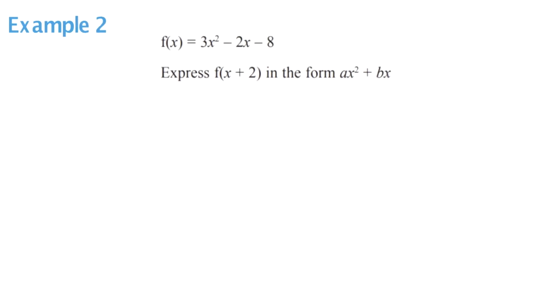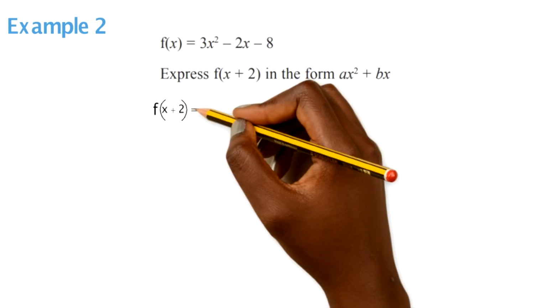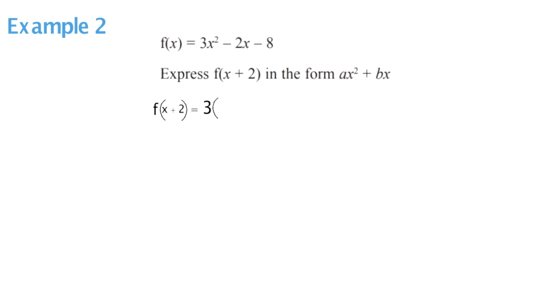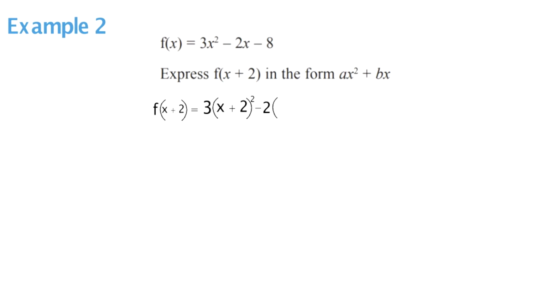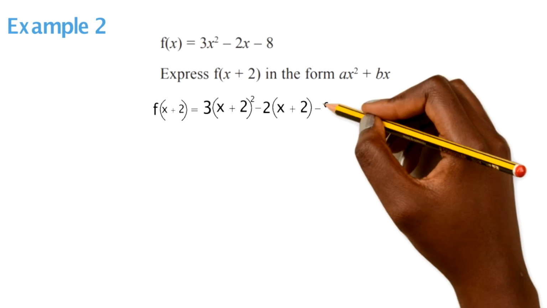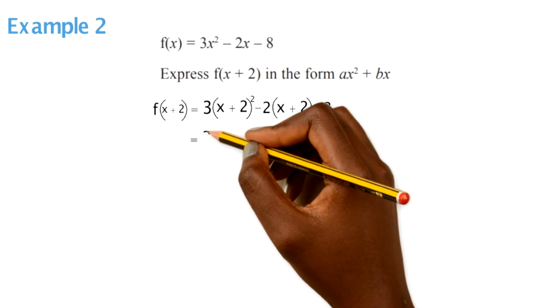Example 2. So in this scenario, it basically wants us to express f of x plus 2 written as ax squared plus bx. So what we now need to do is replace x in the function with x plus 2. So that's going to end up being 3 bracket x plus 2 squared, take away 2 multiplied by x plus 2, and then the minus 8 is not going to change because there's no x next to it in the original function. So now we need to simplify all of this.